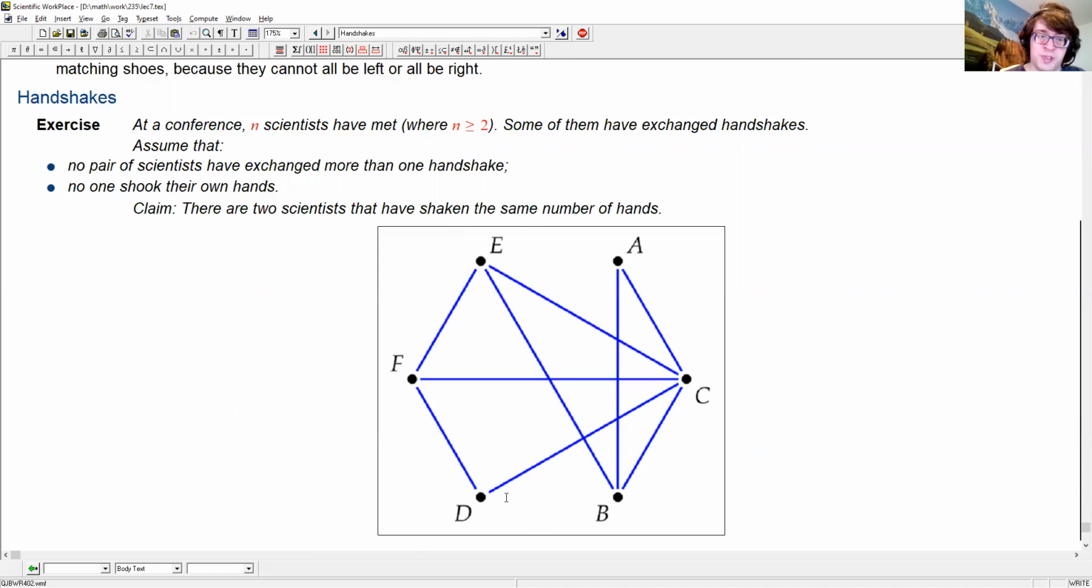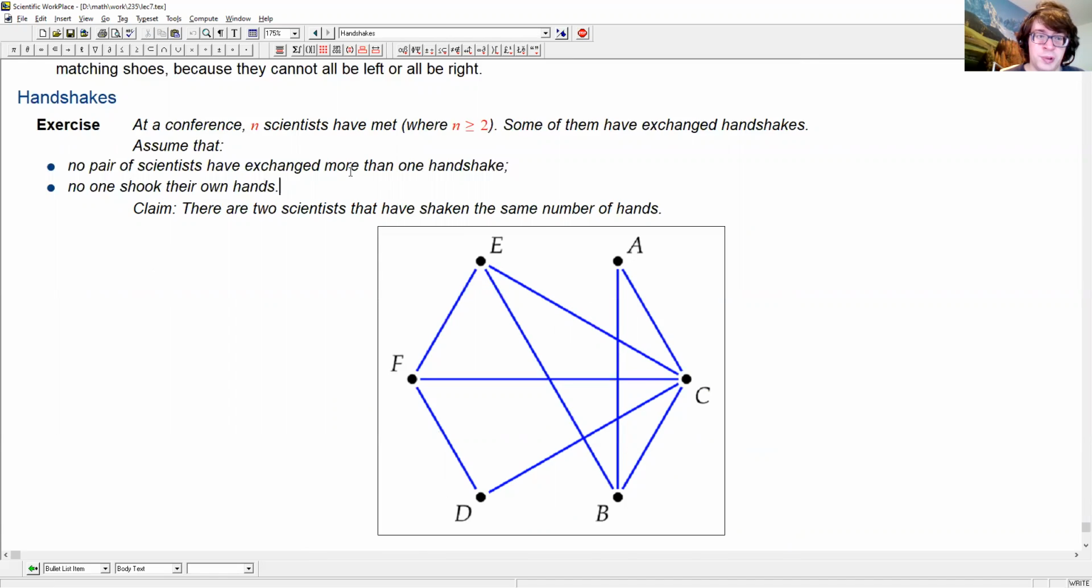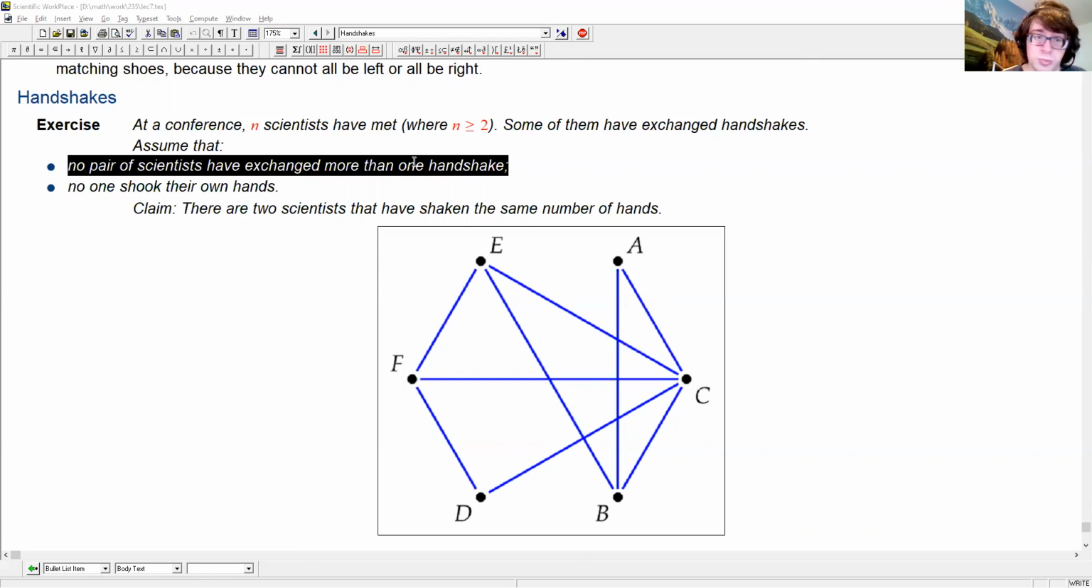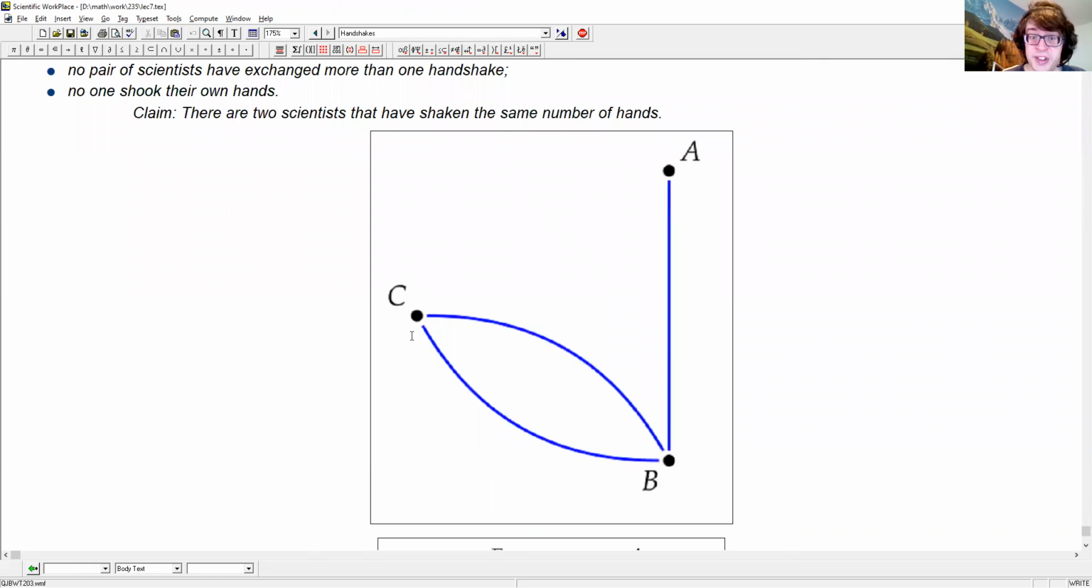A couple words about why we need these assumptions. They're actually both necessary. If you have a scientist who shook their own hands and you have another who didn't shake anyone's hands, then of course they have different numbers of handshakes. So you would get a counterexample for n equals 2. Likewise here, what can go wrong if there can be a pair with several handshakes is that you can have this: 3 scientists, one shook only one hand, one shook 2 hands, and one shook 3 hands, because these 2 have shaken each other's hands twice.